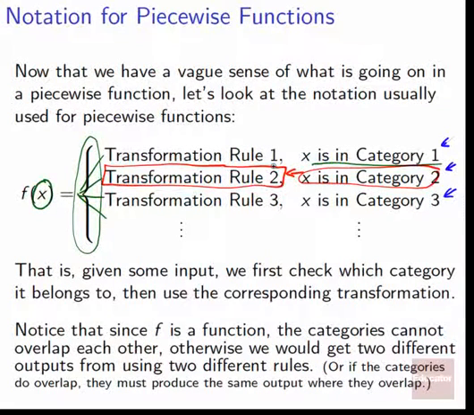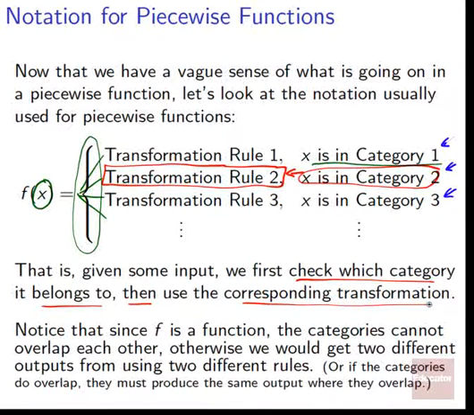on that input. So we look at the input that's going into the function, we then see which one of the categories it belongs to, and that tells us which of the rules to use. So when we want to talk about the function, we've got this bracket so we can see all the possible rules at once and all the categories that go along with the possible rules. Which set of circumstances do we use each rule under? So given some input, we first check which category it belongs to, then we use the corresponding transformation. So there are all these transformation rules. We first check the category, then we use it.